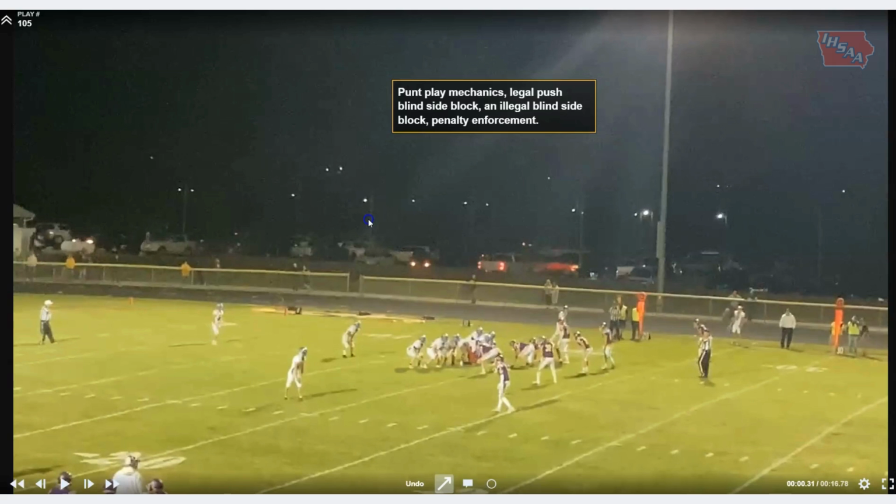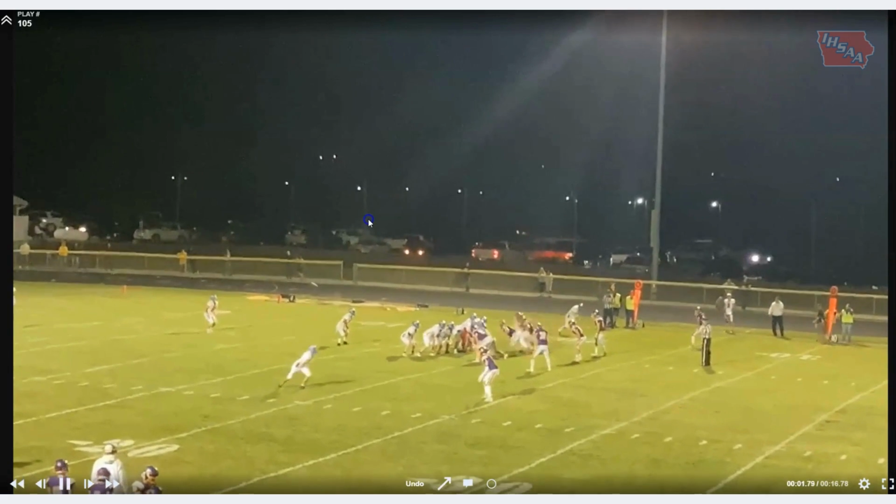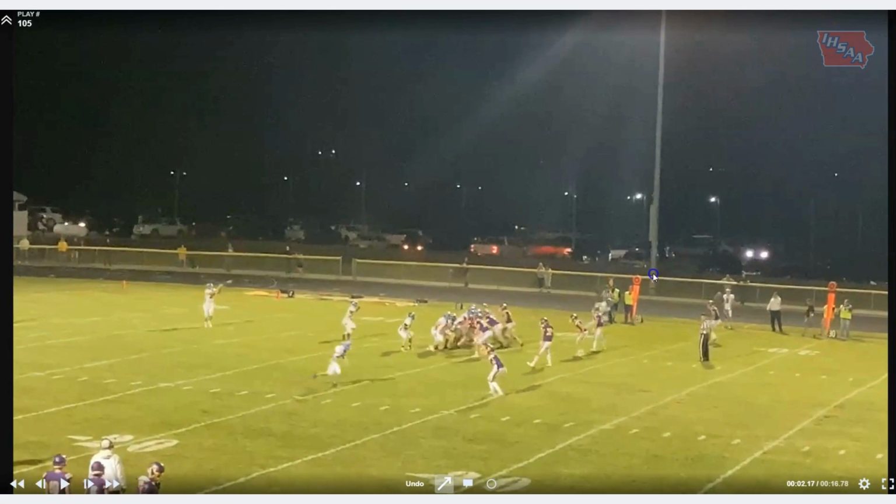Punt mechanics on this play, we've got a couple things. We've got a legal push. So it's a legal blindside block because it's a push from the blind side. We have an illegal blindside block as well. So let's talk about mechanics. Let's talk about penalty enforcement. First of all, at the snap, our line judge, you're going hard down the field. You're going to be watching on action by these players here.